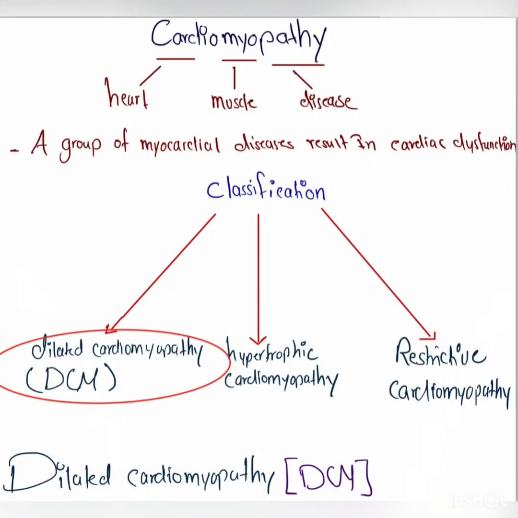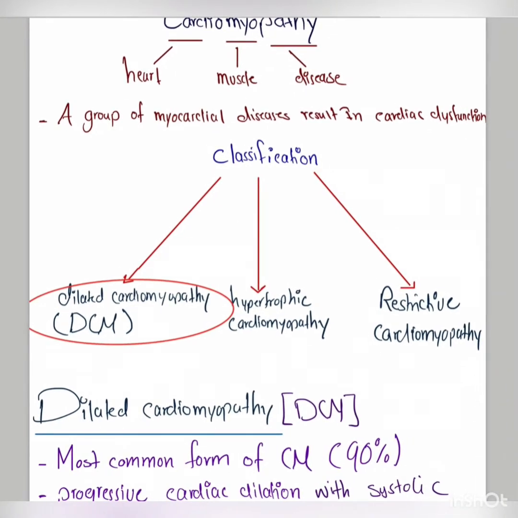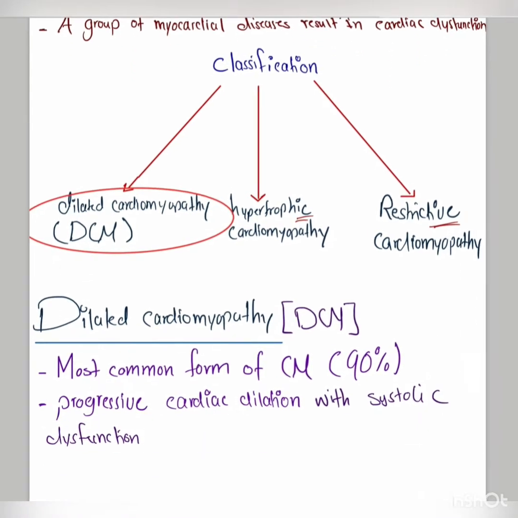Good evening. This lecture is about cardiomyopathy. It's a group of myocardial diseases that result in cardiac dysfunction, and it can be classified into either dilated cardiomyopathy, hypertrophic, or restrictive. In this lecture, we will discuss dilated cardiomyopathy, or DCM for short. It is by far the most common form of cardiomyopathy, consisting of about 90% of cases. It can be defined as progressive cardiac dilation with systolic dysfunction.